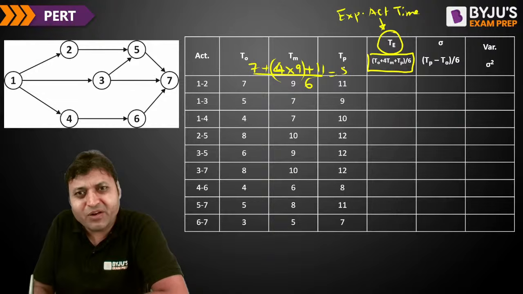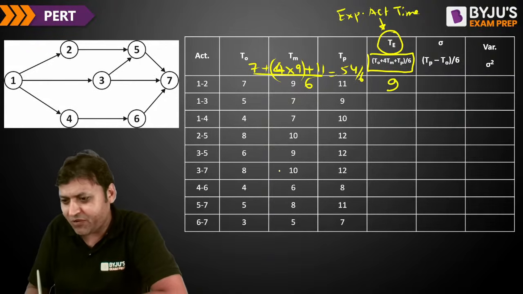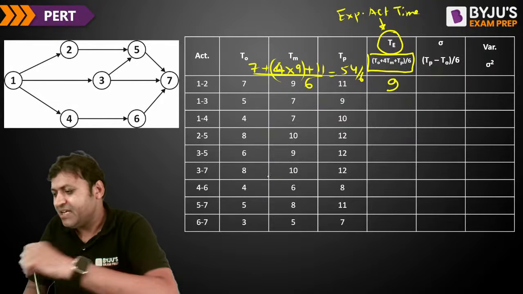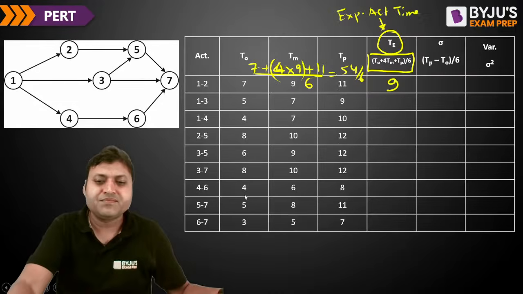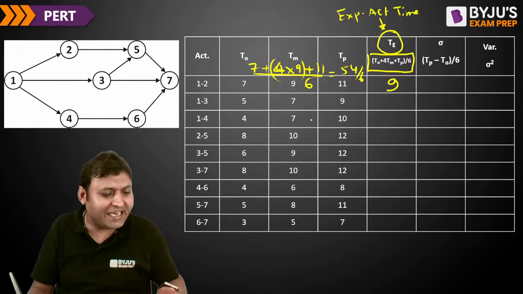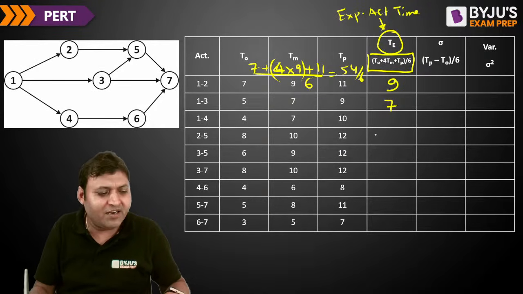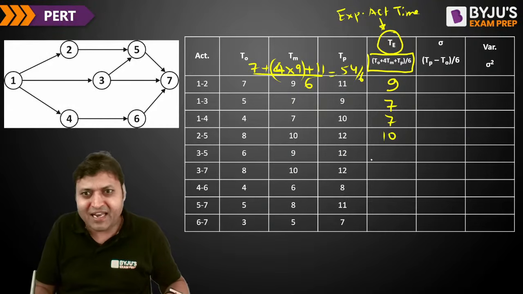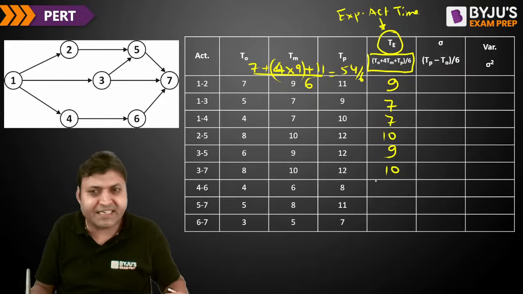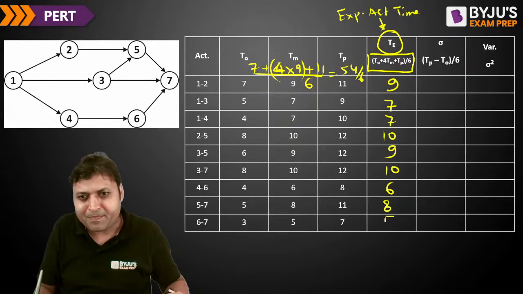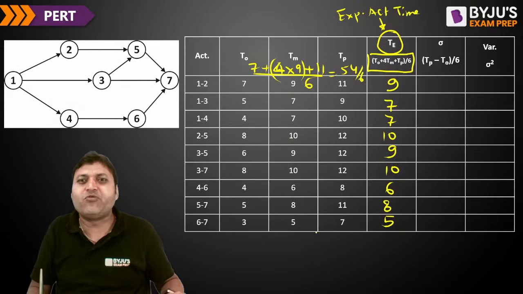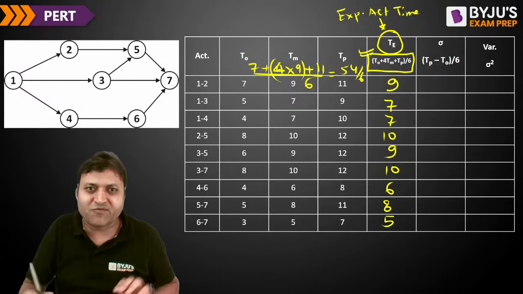54 divided by 6 is 9. It will be 9. Similarly, if I do the calculation for each and every activity, then for activity 2 it will be 7, then 7, then 10, then 9, then 10, then 6, 8, 5. These are the expected activity time durations using this formula.